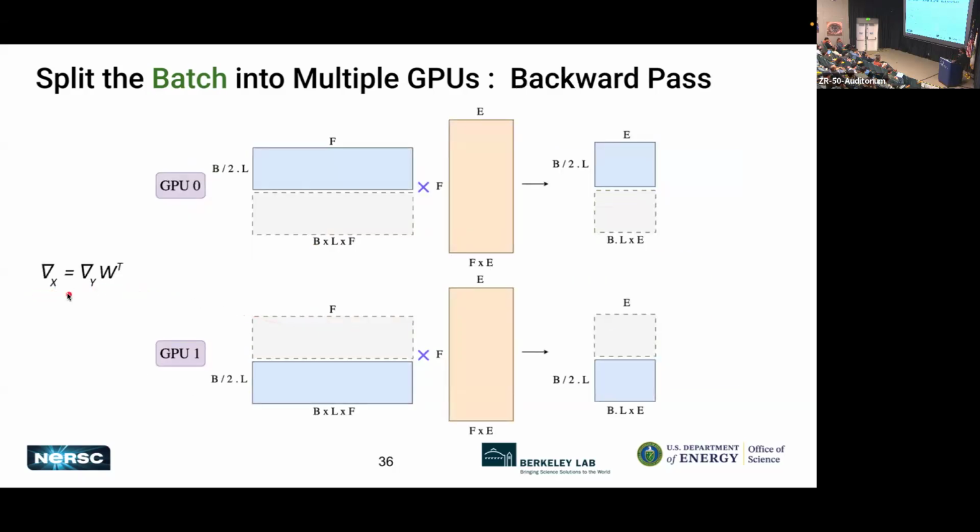So when you backpropagate activation gradients, so when you do grad x equals grad y times W transpose, you can do a similar matrix multiply with BL by 2 times F multiplied by the transpose of your weight matrix to get the answer. And once again, your backward pass is also trivially parallelized. You have all the information that you need on your local GPU.